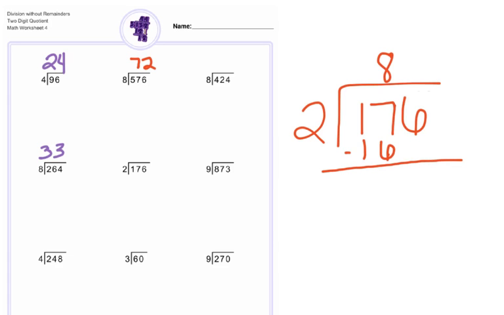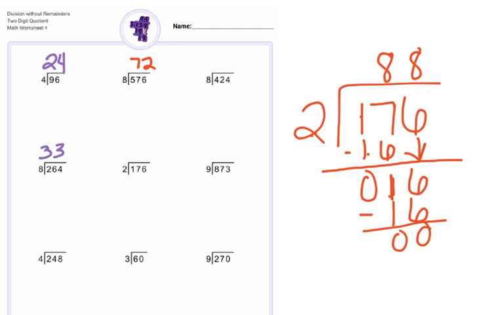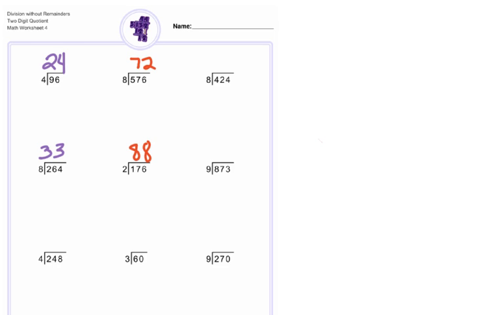7 minus 6 is equal to 1. 1 minus 1 is equal to 0. And you can do your check. 1 is smaller than your 2, so you're good to go. Bring down your 6. We know that 2 can go into 16 8 times, because 2 times 8 is equal to 16. And 16 minus 16 is equal to 0, so you do not have a remainder. Your answer is 88.